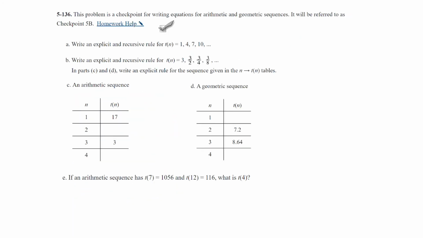Question 136. This problem is a checkpoint for writing equations for arithmetic and geometric sequences. It will be referred to as checkpoint 5b. Write an explicit and recursive rule for t of n equals 1, 4, 7, 10.